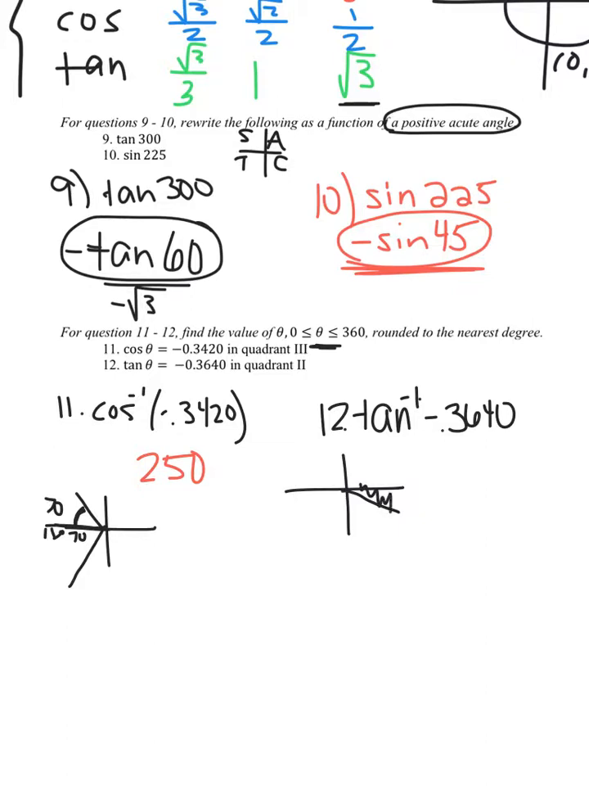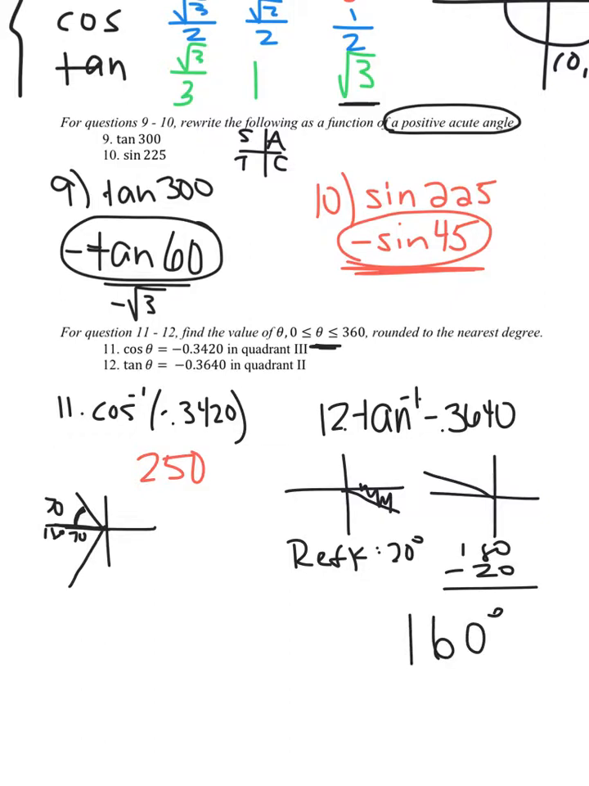I am going to be 20 degrees away from the x-axis, so my reference angle is 20 degrees, and I have to be in quadrant 2. So if I take that to be in quadrant 2, I need to be 20 degrees away from here, so I would do 180 minus 20, and I get 160 degrees.